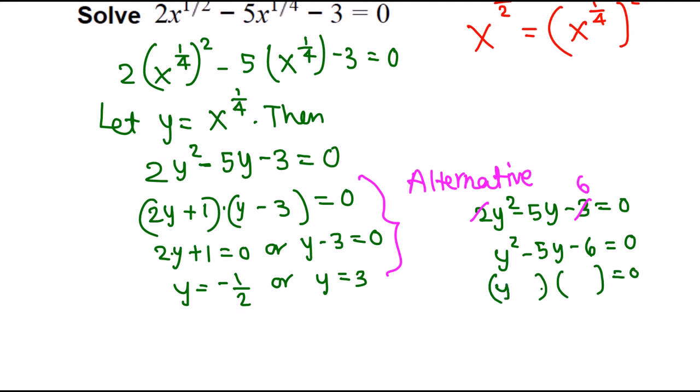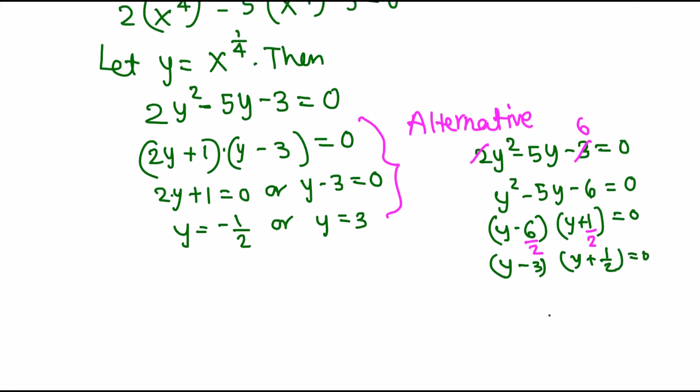Y squared is y times y. For 6, we need two numbers that multiply to negative 6 and add to negative 5: 6 times 1 is 6, and negative 6 plus 1 makes negative 5. Now we multiplied by 2, so we need to divide by 2. Just divide the numbers by 2, and we get y minus 6 divided by 2, which is 3, so (y minus 3)(y plus 1/2) equals 0.